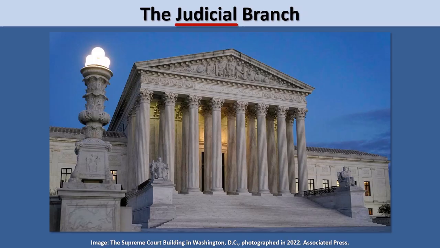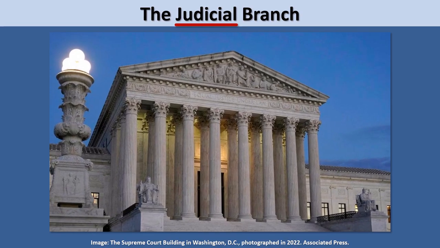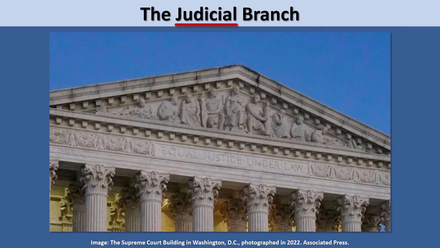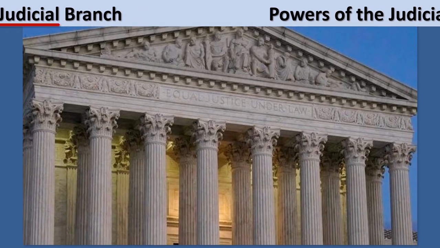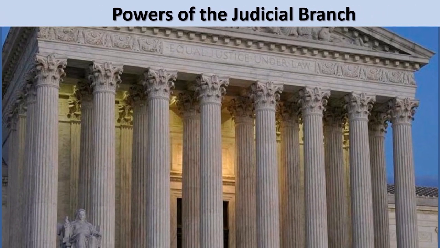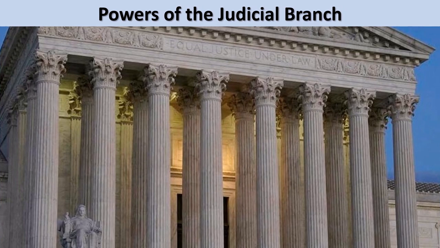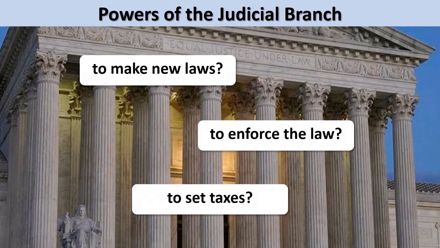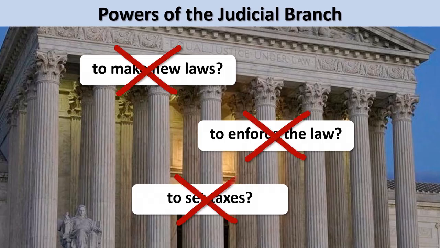The word judicial is related to the word judge. Because of the system of checks and balances set up by the Constitution, there are certain things the judicial branch can do and certain things it can't do. For example, the judicial branch does not have the power to make new laws, to enforce the law, or to set taxes. Those powers belong to the other 2 branches of U.S. government.